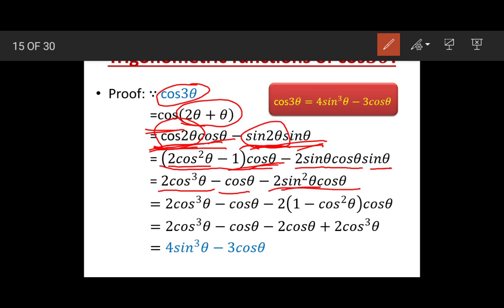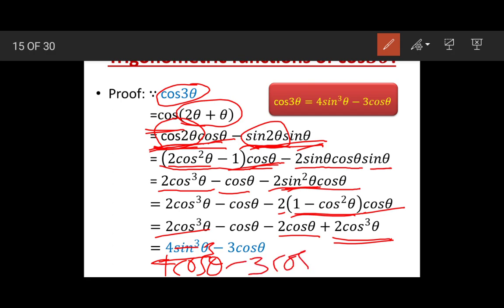Now again have to change this sin square theta in cos square theta. So sin square theta will be 1 minus cos square theta. So again multiply this 2 cos theta with 1 minus cos square theta, so that will be 2 cos theta plus 2 cos cube theta, and 2 cos cube theta plus 2 cos cube theta will be 4 cos cube theta. This is not sin, this is cos. So 4 cos cube theta minus 3 cos theta.